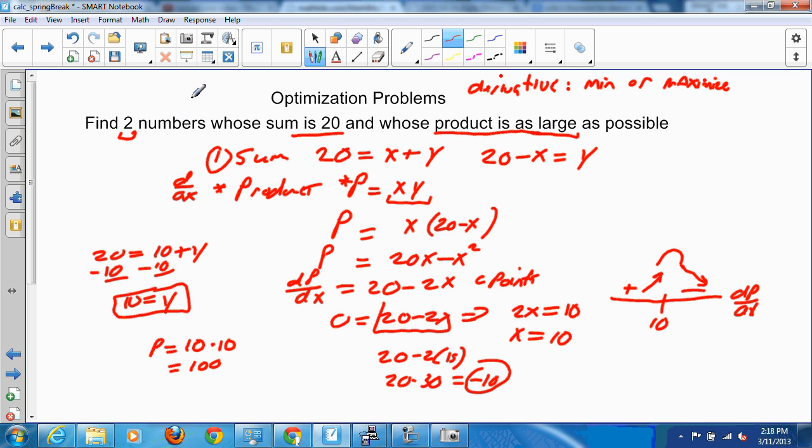Alright, so to sum it up, we usually come up with two equations. Here we had a sum equation and a product equation. We decided which one of these two equations we're trying to maximize, and that's the one we're going to take the derivative of. Then we rewrite the problem so that it's only in terms of one variable, and then we just solve. Once we solve, we find the critical points and do a sign chart analysis on it, and then we're pretty much done at that point.